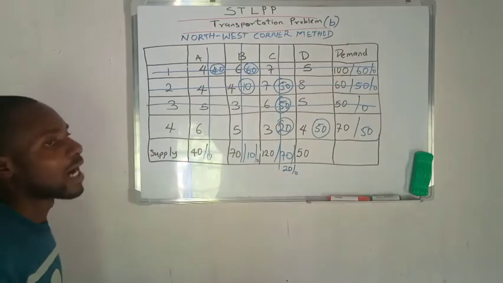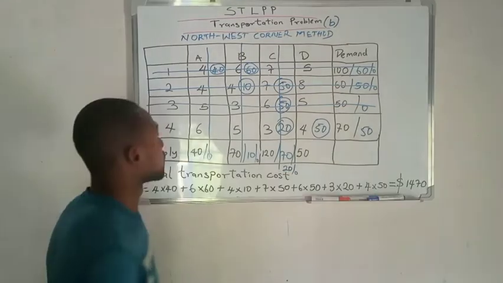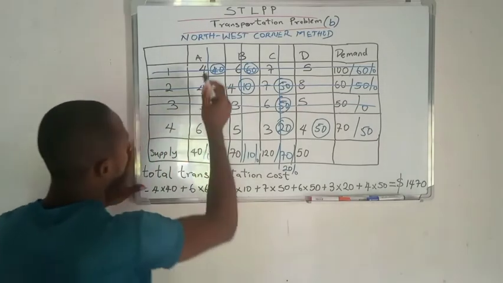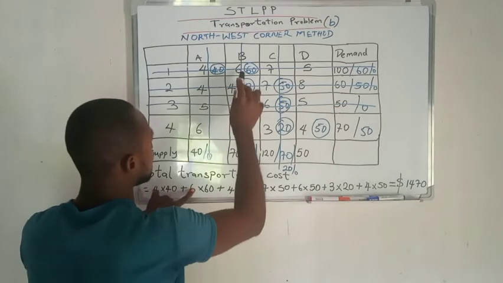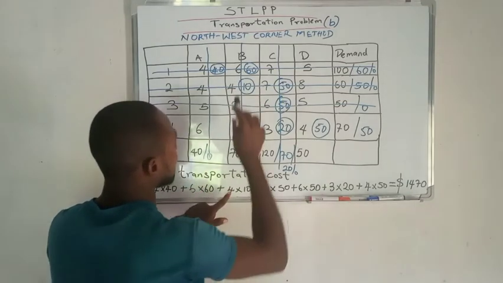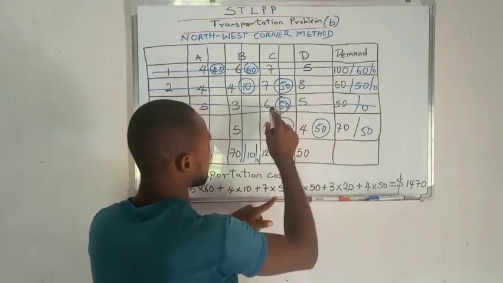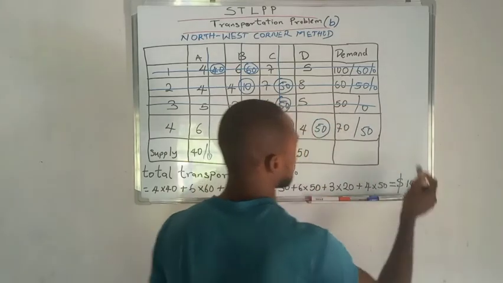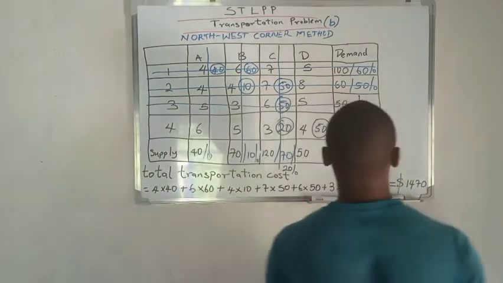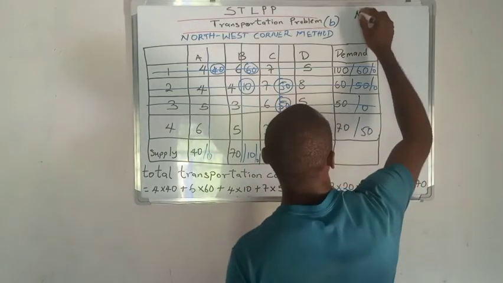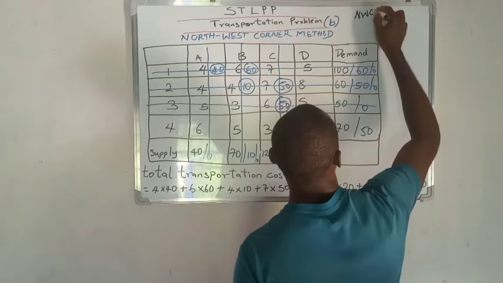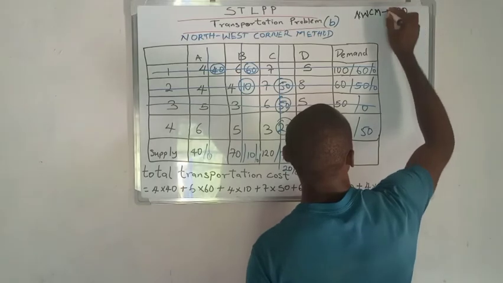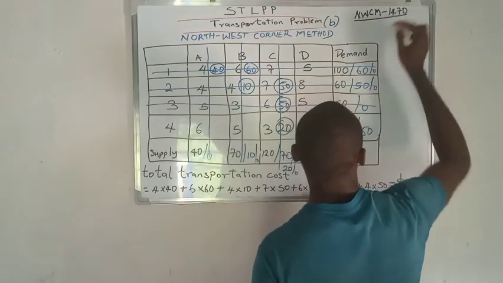So we calculate our total transportation cost. The total transportation cost after using the northwest corner method will give us 4 times 40 plus 6 times 60 plus 4 times 10 plus 7 times 50 plus 6 times 50 plus 3 times 20 plus 4 times 50, which is 1,470. So I'm going to write it up here. We have northwest corner method, NWCM, 1,470, for the northwest corner method.